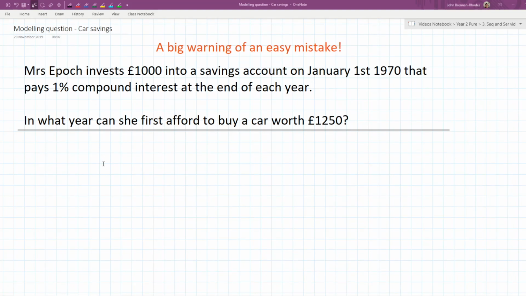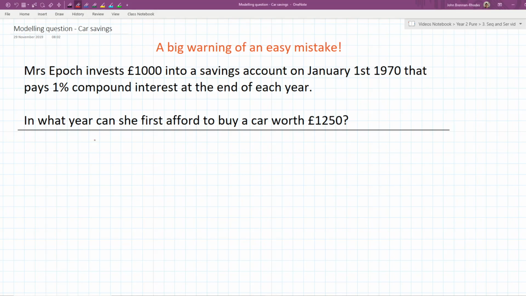So I told you that there are some really easy mistakes to make, and this is another example of that really big mistake about counting the end and the start. So I'm going to do this question. We've got a person, Mrs Epoch, who invests £1,000 into a savings account on January the 1st, 1970, and it pays 1% compound interest at the end of each year. In what year can she first afford to buy a car worth £1,250?